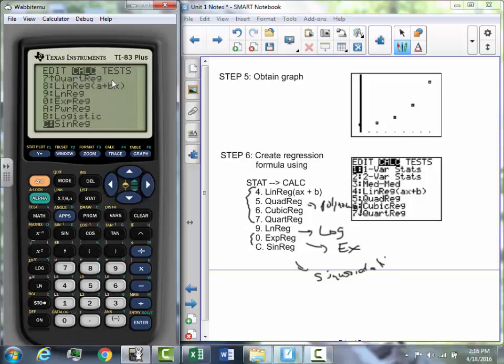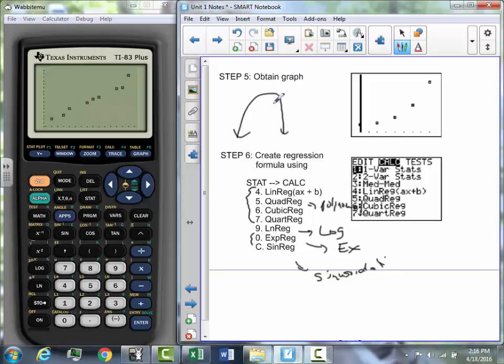So the question I have for you guys, though, is what sort of function does our data look like? As I go to our graph, does that look linear, quadratic, cubic, quintic? Which one do you think this fits? I'd say linear. It looks like more or less a straight line. If the graph did this, I might think quadratic. If it did that, maybe I'd think cubic. But based on what I'm seeing here, it looks roughly like a straight line, doesn't it?